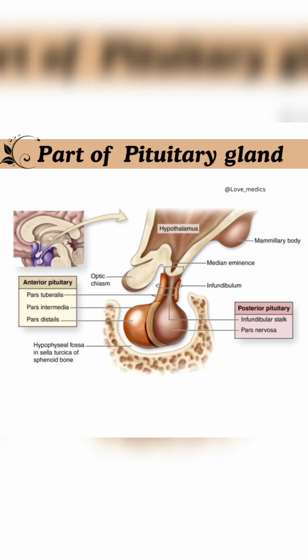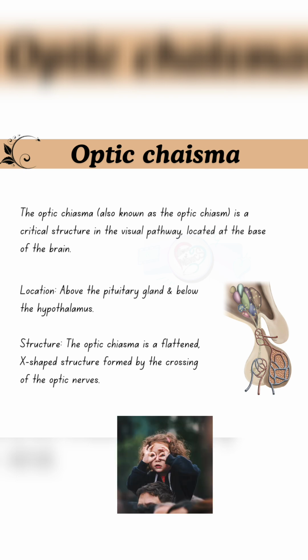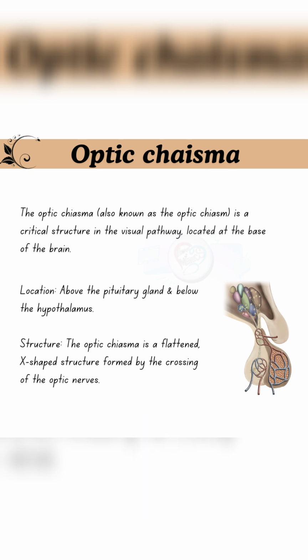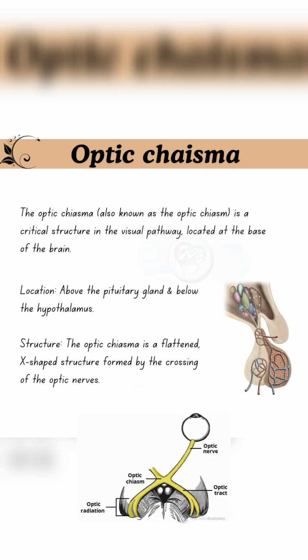Next, optic chiasma. It is also called optic chiasm. It is a critical structure in the visual pathway. It is located at the base of the brain. The location of the optic chiasma is above the pituitary gland and below the hypothalamus. The optic chiasma is a flattened egg-shaped structure formed by the crossing of the optic nerves.